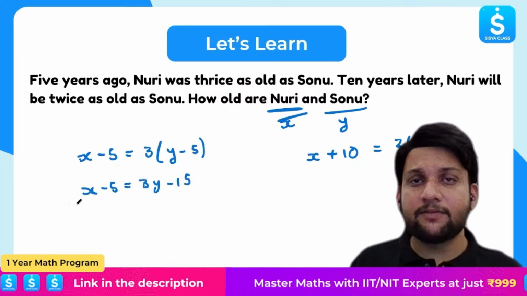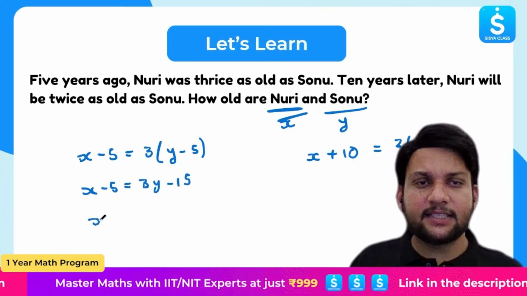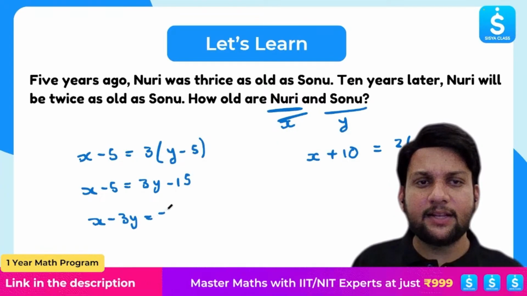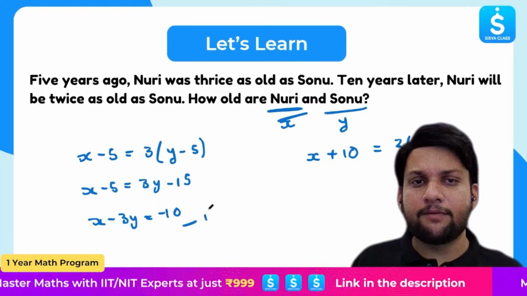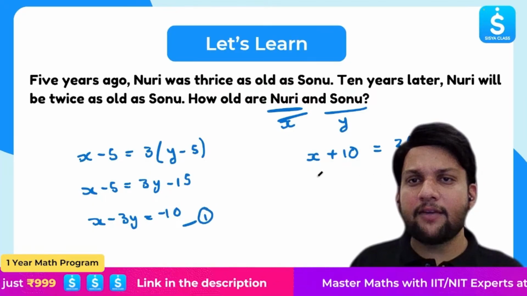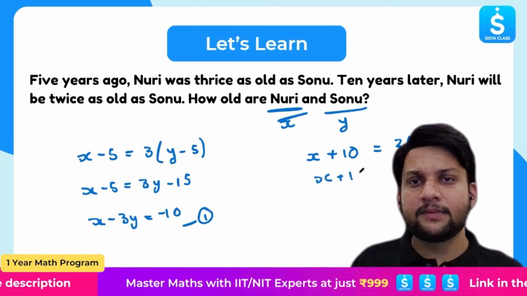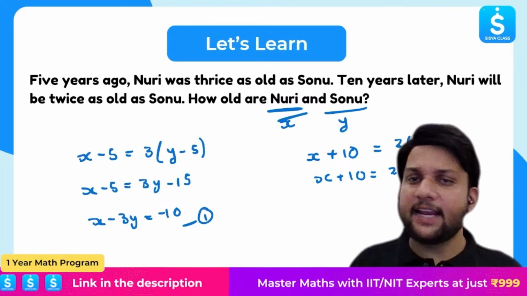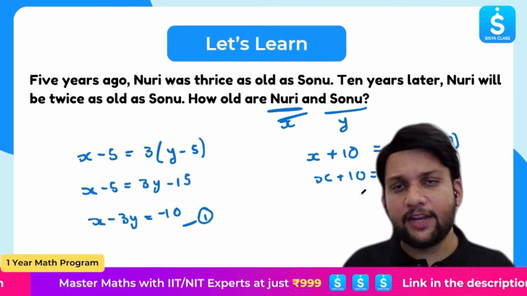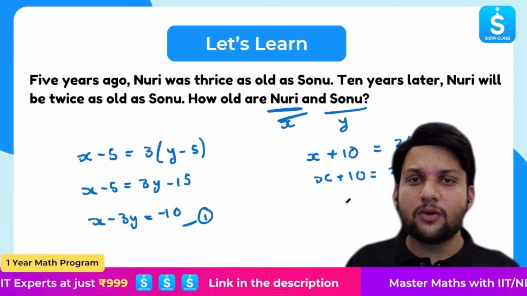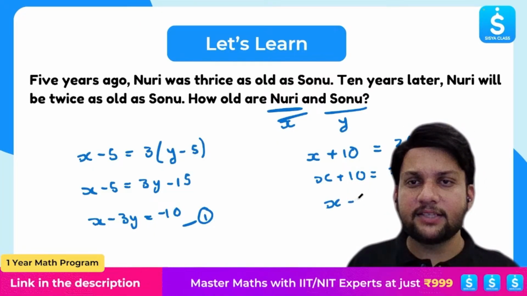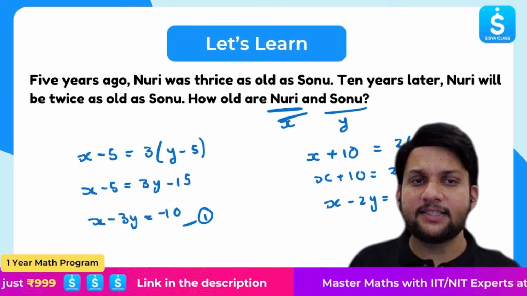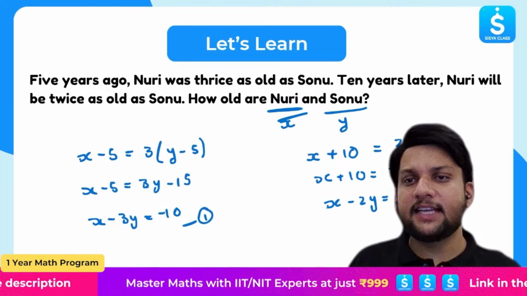Okay, I will keep variables on one side, constants on the other. So I'm getting X minus 3Y. Minus 5, if I take it to the other side, I'll be getting minus 10. So this becomes my first equation. Here, what I will do, X plus 10 is equal to 2Y plus 20. Again, I'll follow the same strategy: variables on one side, constants on the other. So X minus 2Y. 10, I will take it here. So I will get 20 minus 10, that is 10.